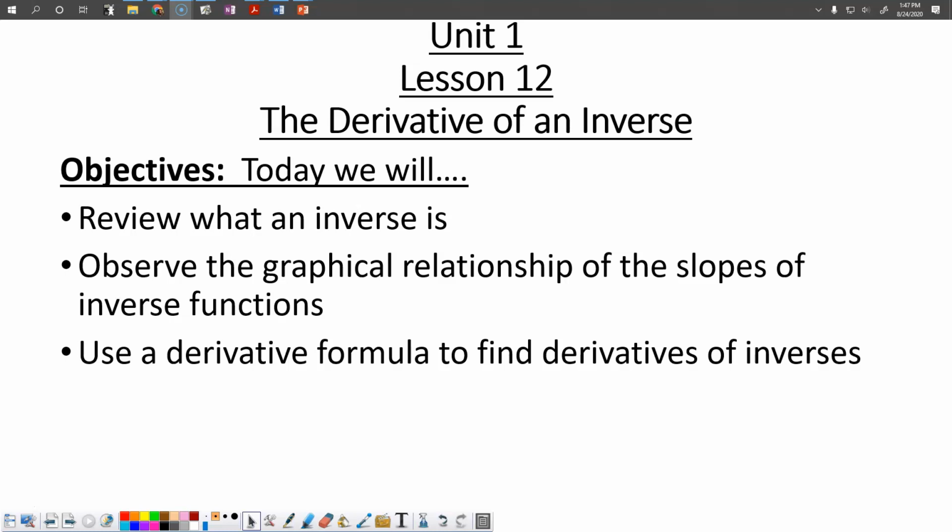So the first thing we need to do is review what an inverse even is. After that, we're going to observe the graphical relationship of the slopes of inverse functions. In other words, if you compare a function to its inverse, their slopes have a very interesting relationship to each other, and that's what we're going to look at. After we've laid all that groundwork for what an inverse is and what their slopes look like, we'll be ready to dive into the calculus and talk about the derivatives of inverses, because after all, derivatives are slopes. So that's going to be our first order of business.